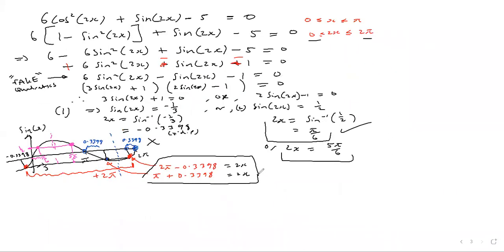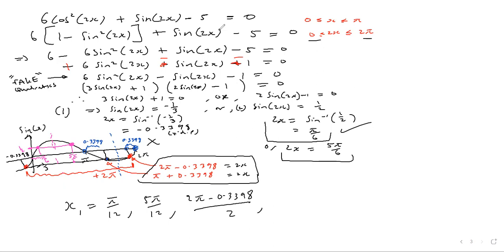I'll call them x1, x2, x3, x4. So solution 1 is going to be this pi over 6 divided by 2, because remember this is 2x. So pi over 6 divided by 2 is going to be pi over 12. Our next solution, 2x equals 5 pi over 6. Divide that by 2, you're going to get 5 pi over 12. Our next solution, you divide 2 pi minus 0.3398 by 2.